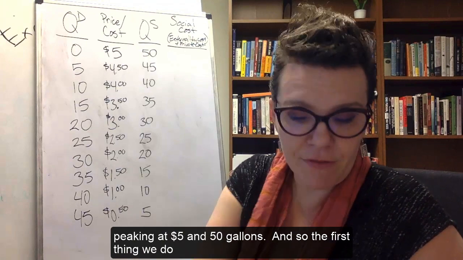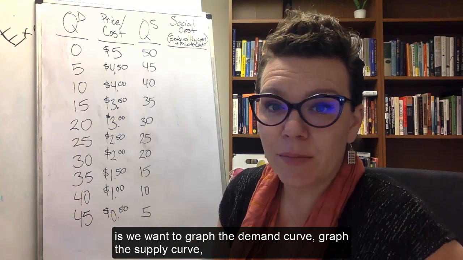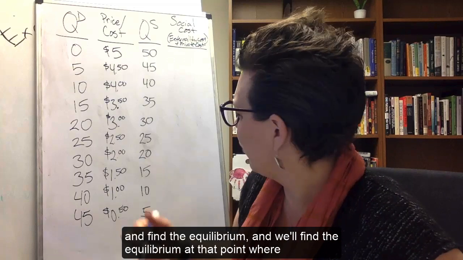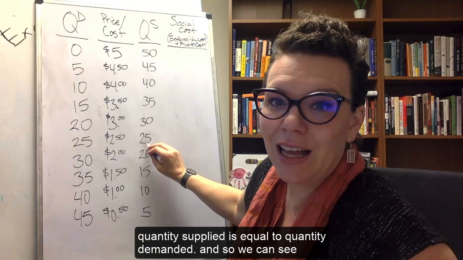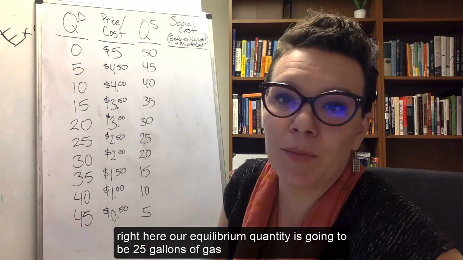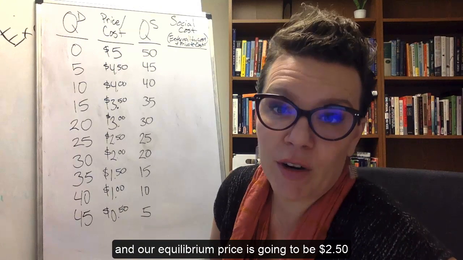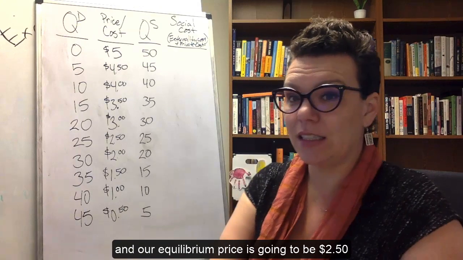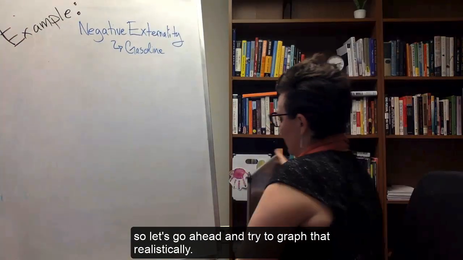And so the first thing we do is we want to graph the demand curve, graph the supply curve, and find the equilibrium. And we'll find the equilibrium at that point where quantity supplied is equal to quantity demanded. And so we can see right here, our equilibrium quantity is going to be 25 gallons of gas, and our equilibrium price is going to be $2.50. So let's go ahead and try to graph that realistically here.